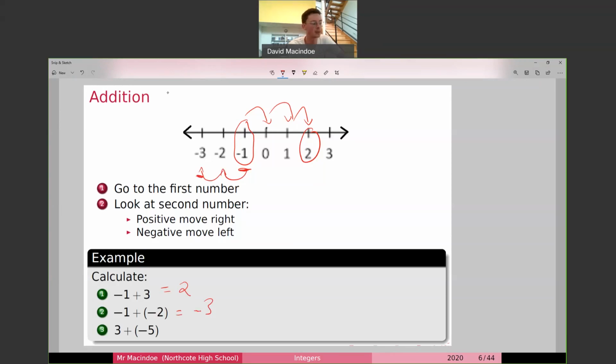Finally, we've got 3 plus -5. If we start at 3, we always start at the first number. Here we are at 3. We're adding a negative number, so we're moving to the left. We've got to move 5 to the left. 1, 2, 3, 4, 5. So you end up at -2. All right. So that is addition with our positive and negative numbers.